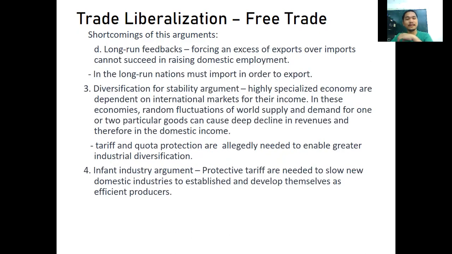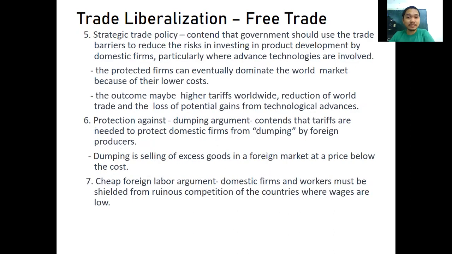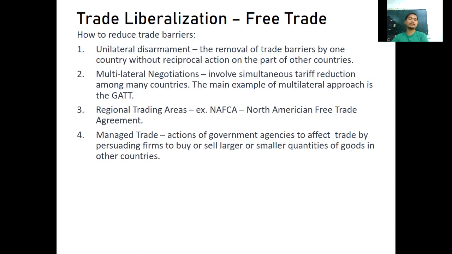Napuntay long run feedback. Then diversification for stability argument and the infant industry argument. Okay, napuntay strategic trade policy, protection against dumping argument, and the cheap foreign labor argument. Okay. So how to reduce those trade barriers? Lagi na mga barriers. Saan na ito pag-reduce sa trade barriers?